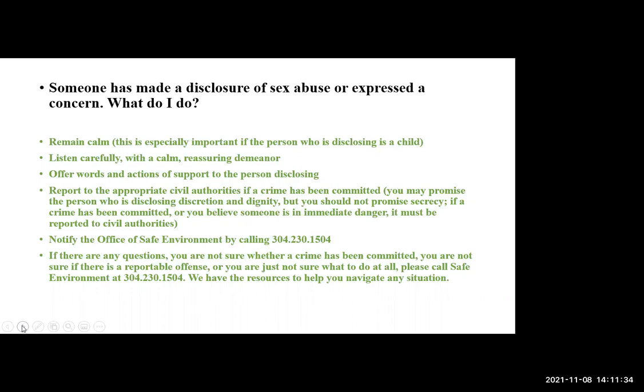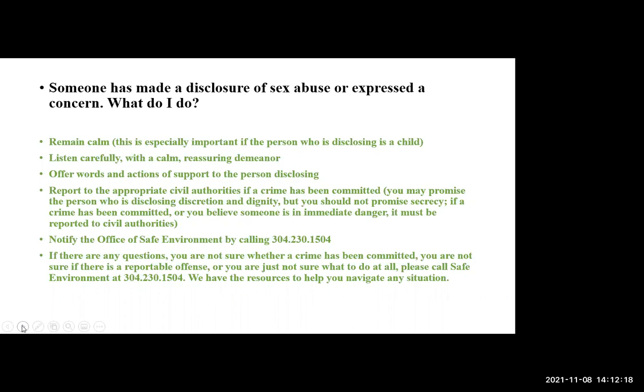The harder part comes when, depending on what they've disclosed and depending on the circumstances, you may have to report to the appropriate civil authorities, absolutely. And if a crime has been committed, you can promise the person dignity and discretion, but you cannot promise them secrecy. You should never promise someone secrecy relative to safe environment. You want to make sure that you are following the law.